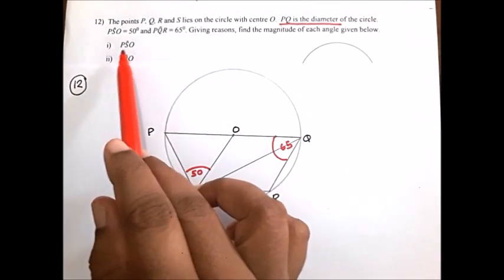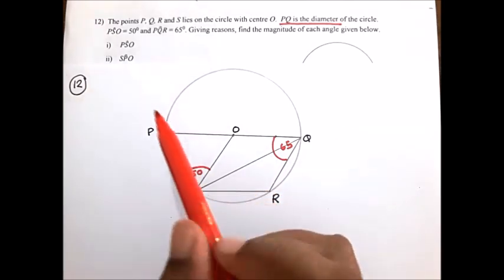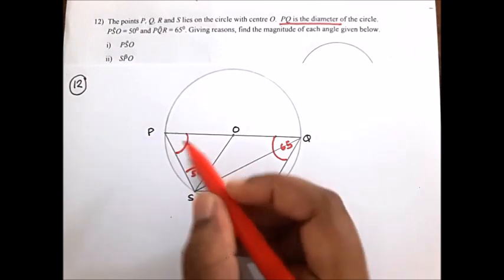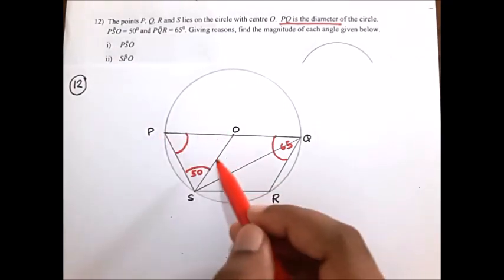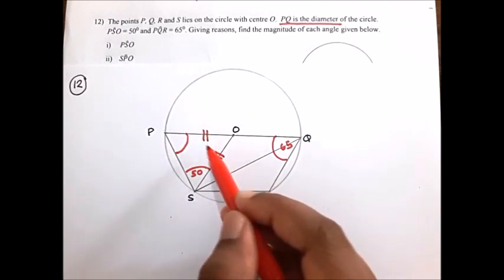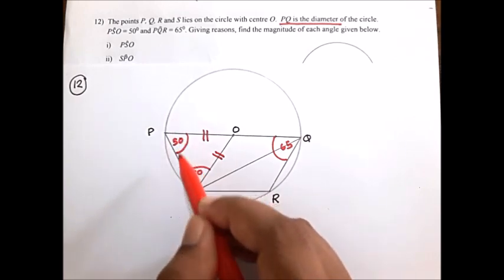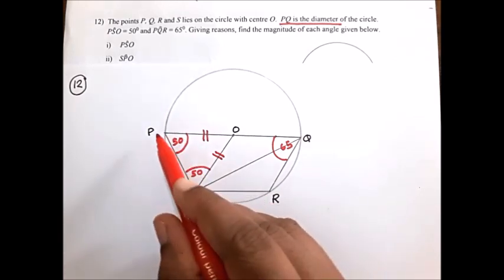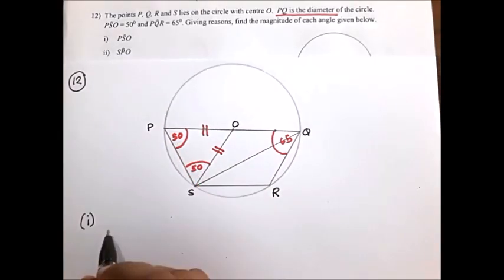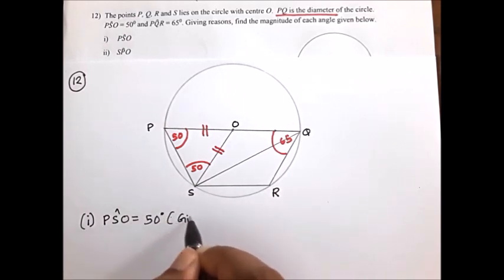First part asks about PSO. It is 50 given in the question. Then second one, SPO. Consider this triangle OSP. These two are radii of same circle. If two sides are equal in a triangle, you can say opposite angles also equal. Therefore, SPO equal to 50 degrees. First one, PSO equal 50 degrees. It is given.